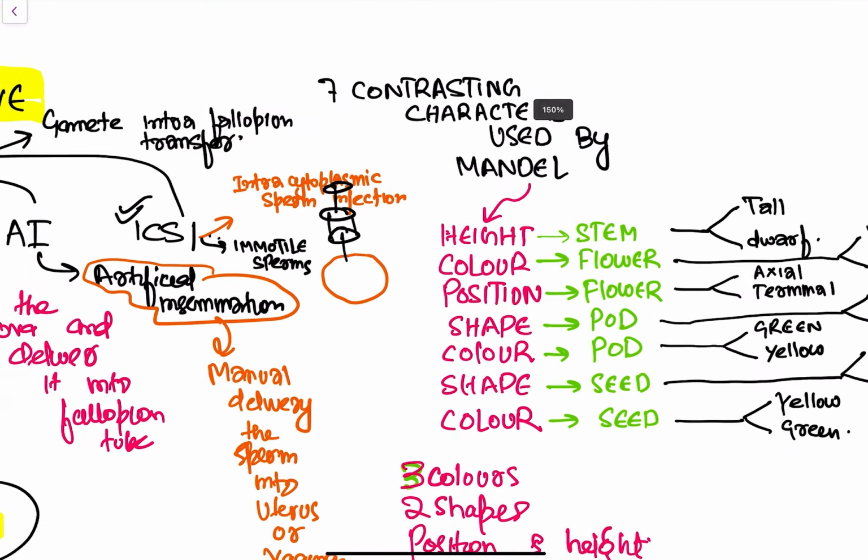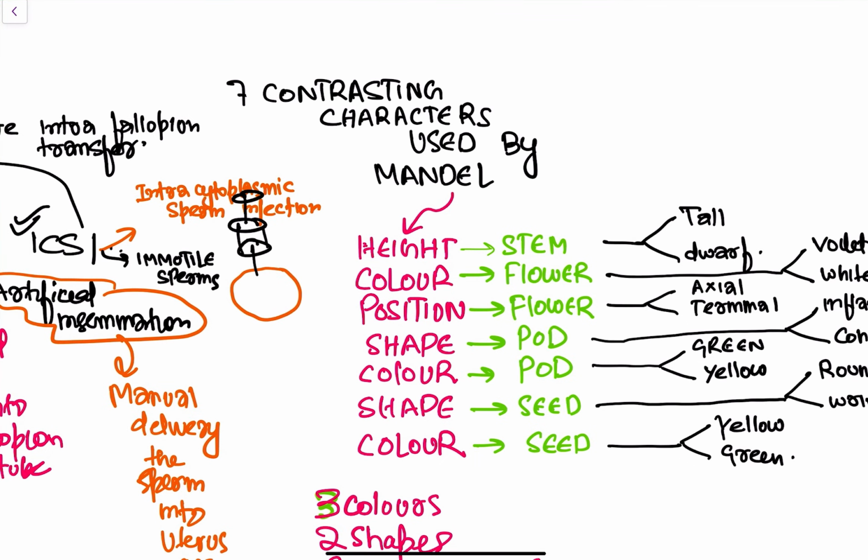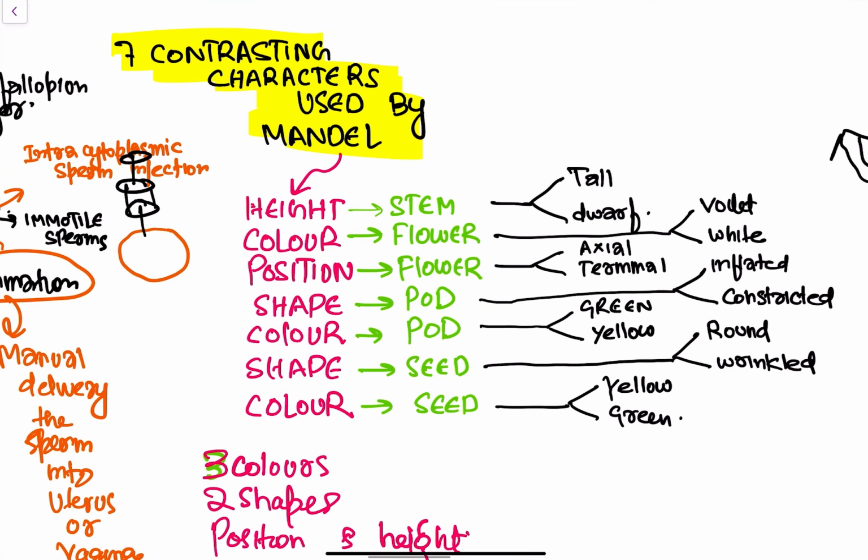Now the next topic I have selected is from genetics, that is about the 7 contrasting traits used by Mendel. Sometimes it is asked, it is written in your NCERT.